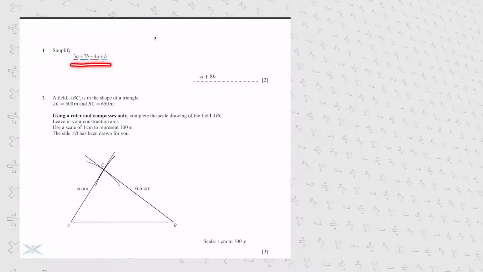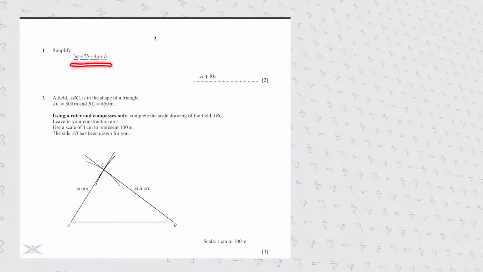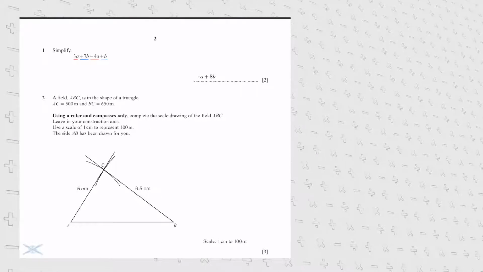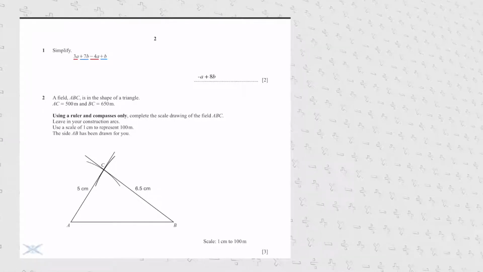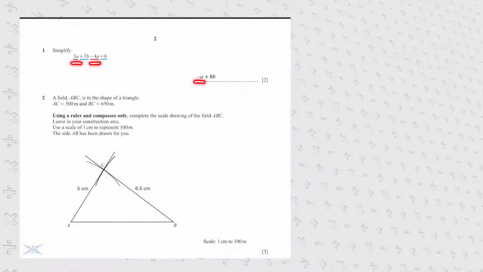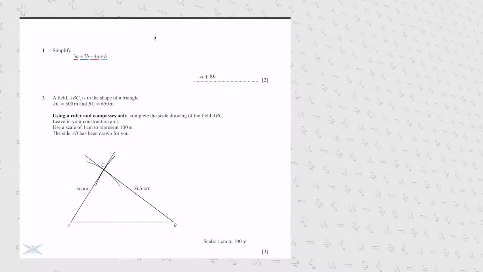So exercise number 1 requires us to simplify the expression 3a plus 7b minus 4a plus b. What we simply have to do here is to add up or subtract apples and oranges. In this instance, this means that we just need to calculate 3a minus 4a, which equates to negative a. After that, we just add up 7b plus b, which equals 8b. And that's all there is to it here.